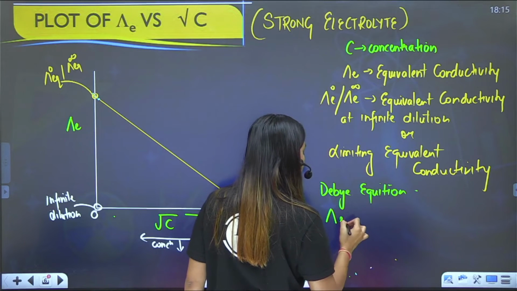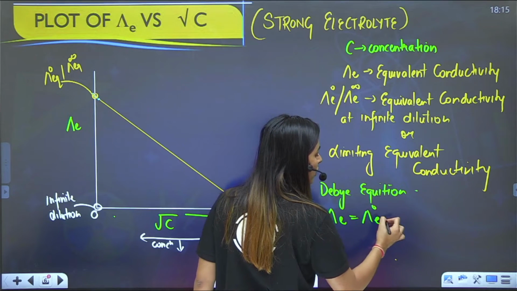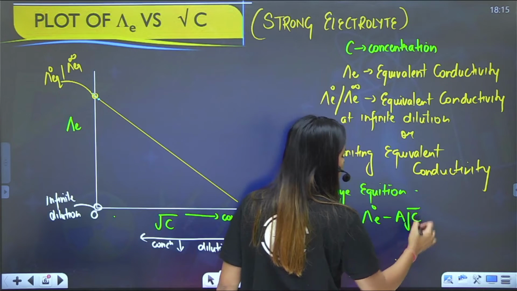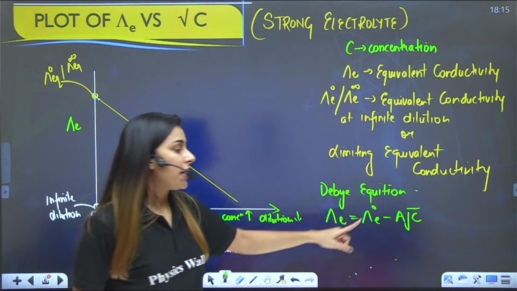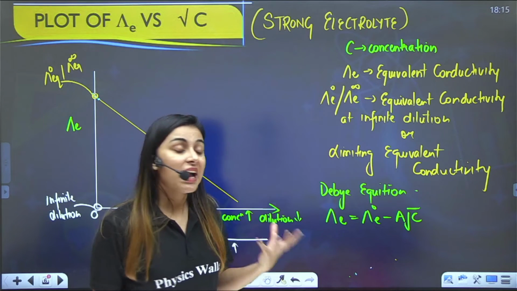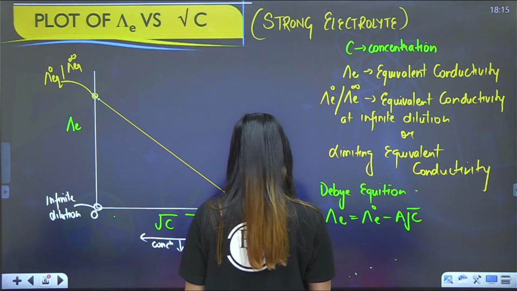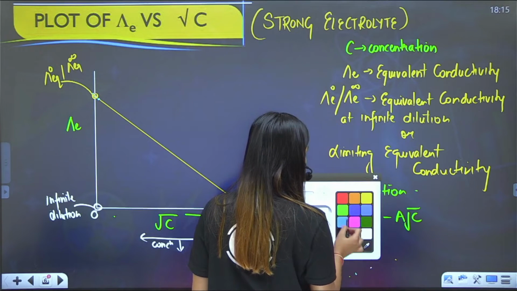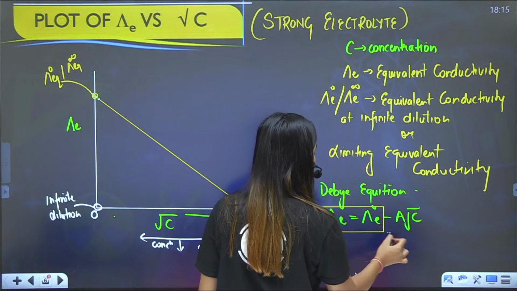That is lambda E is equal to lambda E naught minus A root C, where you know the symbols. A is a constant value. So all the strong electrolytes actually follow this equation.